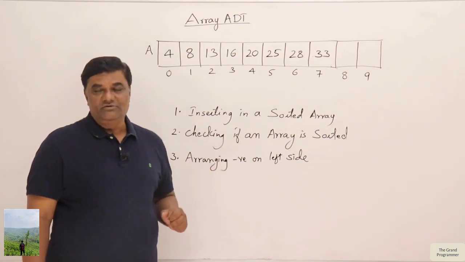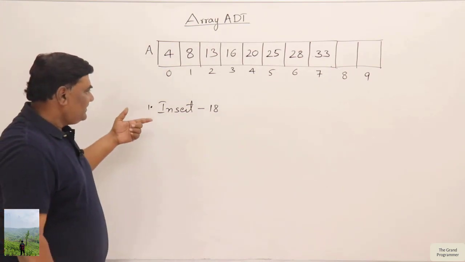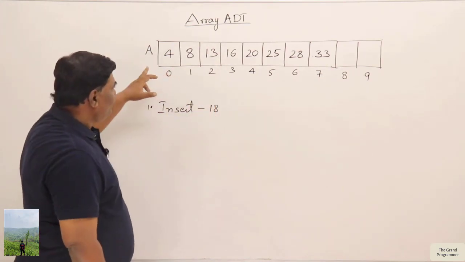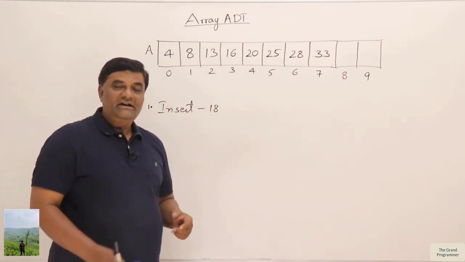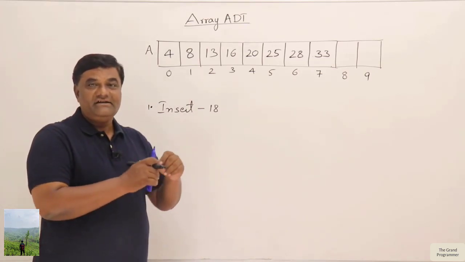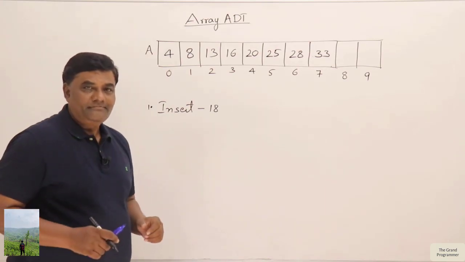So let us check how to perform them. Now the first operation, I want to insert a new element 18 in this array, and this array, if you observe, it is already sorted. So in a sorted array, I want to insert a new element such that it is inserted in its sorted position. So where should this 18 come?